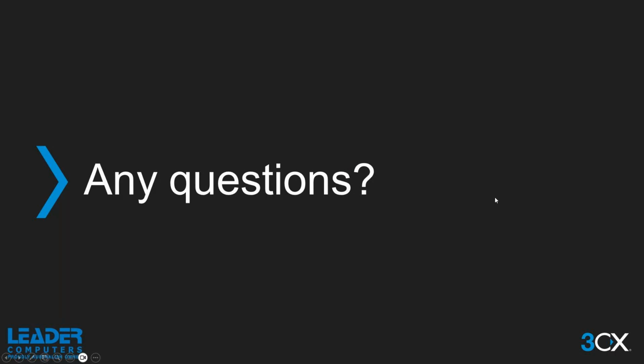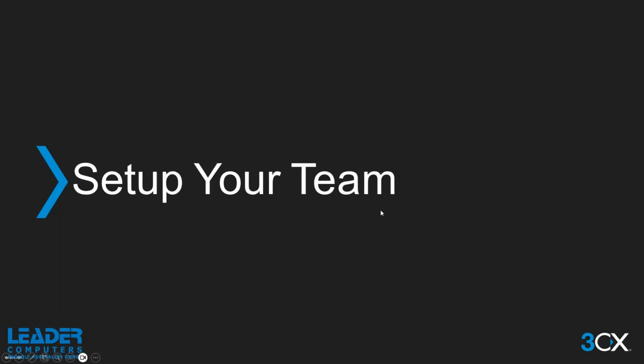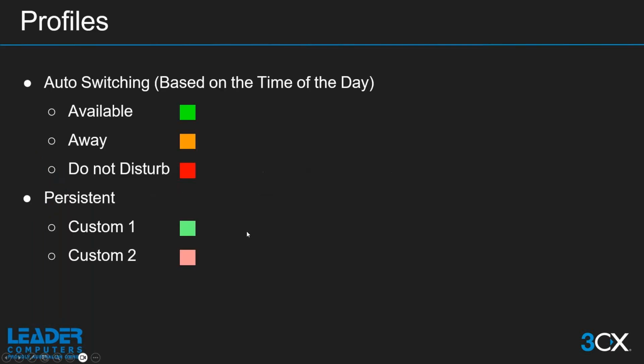Well, if there are no further questions, we can proceed further. The next module we are going to see is setting up your team and the different statuses available, and how you can route calls through your status availability and departments and things like that. Basically, the basic profiles available on 3.6 are available, away and do not disturb. For example, you can set up your office hours, so during office hours, it follows the available setting.